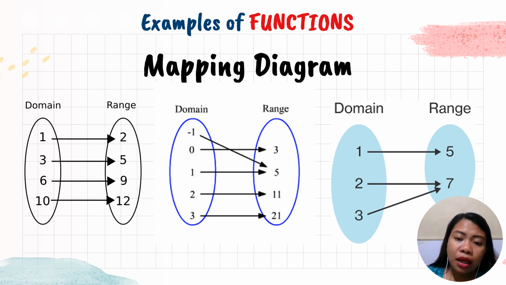Next is figure number 3, having the domain of 2 and 3, which have the same range of 7. So this is a function because no repeated x value is used.